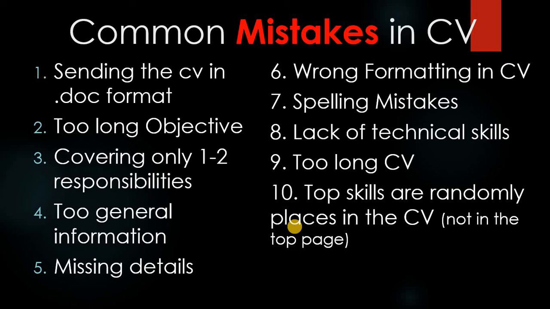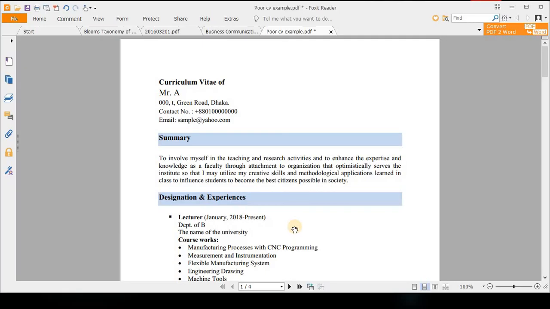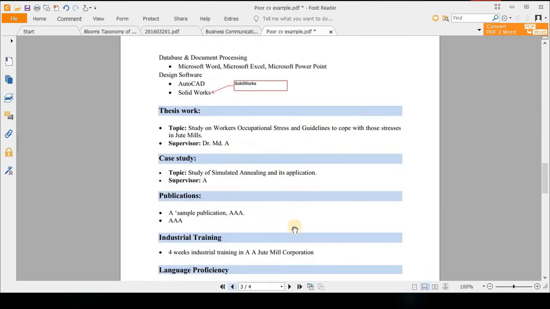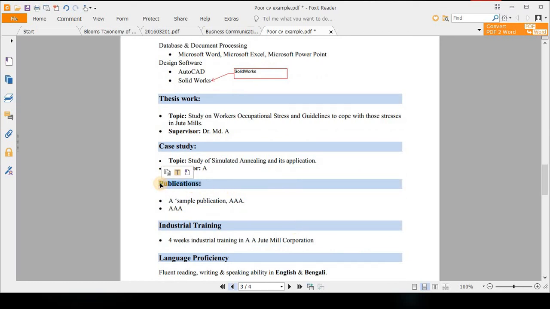You know what your skill sets are, you know what your strengths are. In this CV, you can see some of the top skills are scattered in the back pages, maybe the third or fourth pages. You can see publications. Publications are really important for a faculty position. So this publication list is supposed to be in the first place, on the top page, not on the third page.